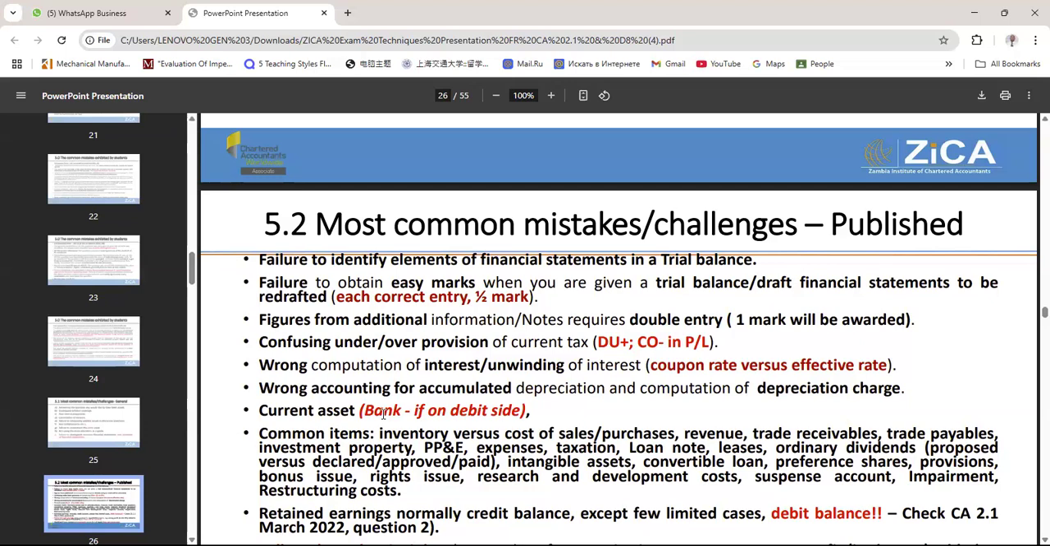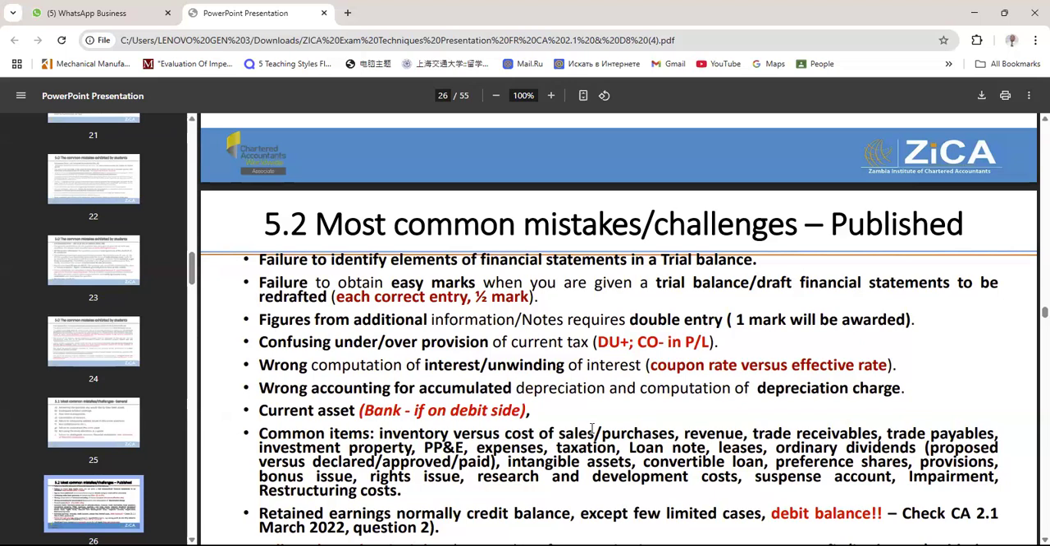So inventory. They will give you a trial balance. If there are purchases in the trial balance, it means the inventory in the trial balance is the opening inventory. So you get a figure in the trial balance, then you add the purchases. Now, instead of purchases, if the trial balance has cost of sales, remember, cost of sales means opening inventory plus purchases minus closing inventory. So if they give you cost of sales in the trial balance, it means the inventory in the trial balance will be the closing inventory.